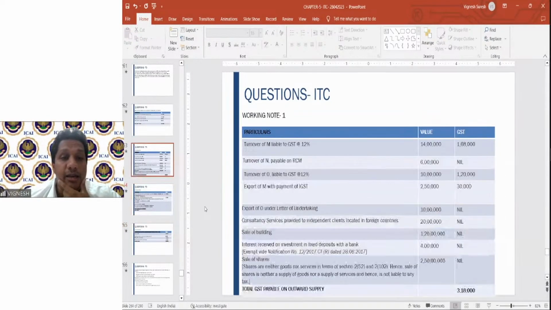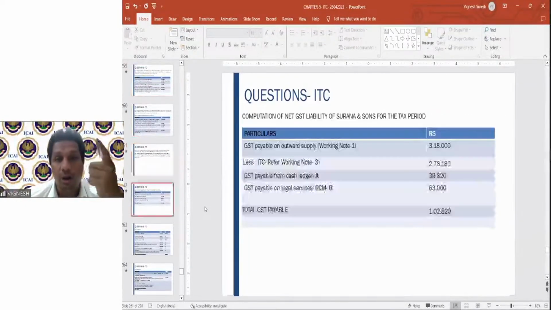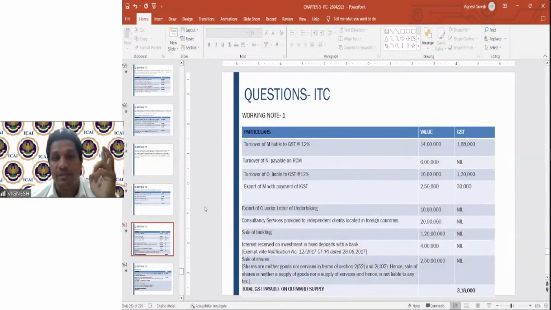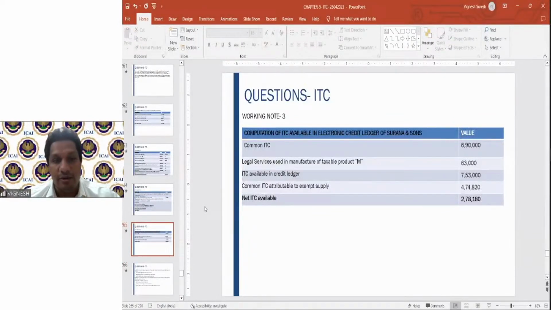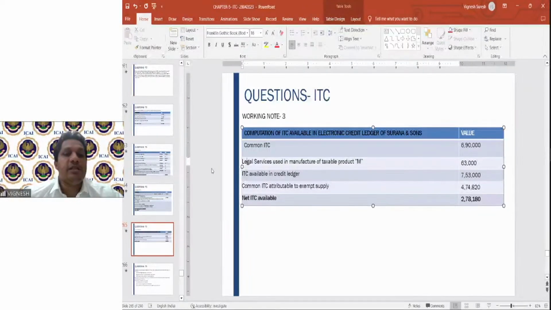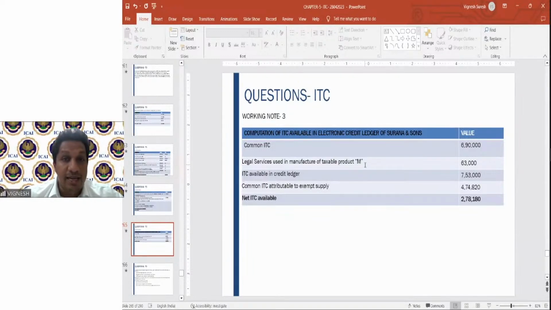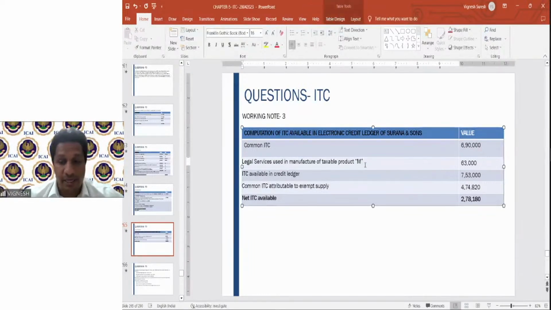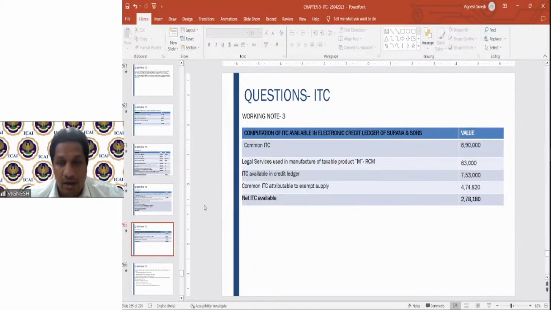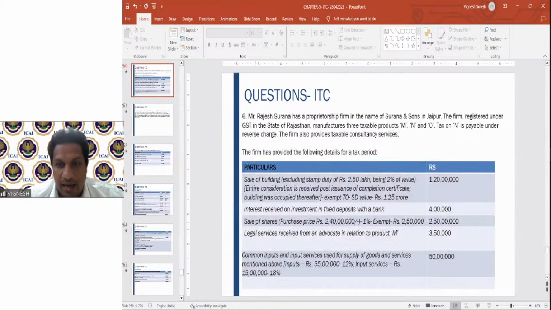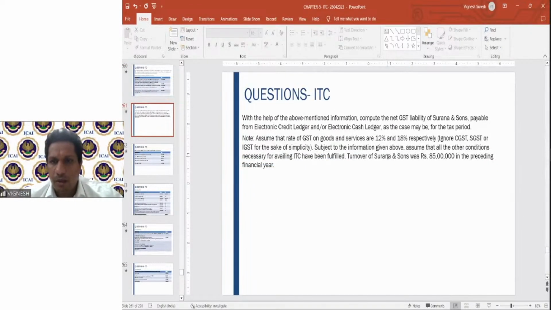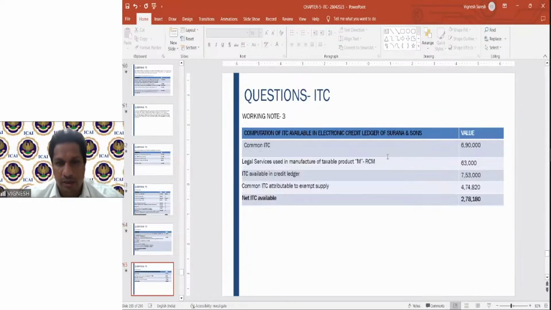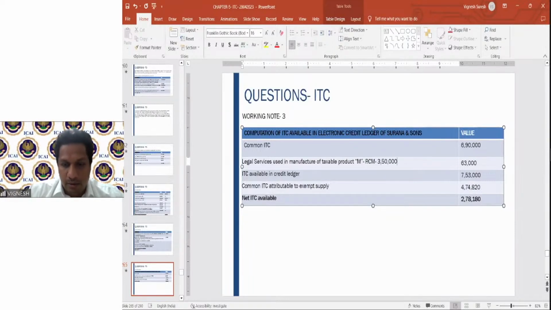So how do you work out the credit here? We have first worked out the gross output tax liability, and you worked out the common credit attributable to exempt supply. Now you have to work out the credit which is available in the electronic credit ledger. So you know 6,90,000 is the common credit. Then legal services used in manufacture of taxable product M. Legal services you are supposed to pay under the reverse charge mechanism, but you can claim the credit also because it is in relation to the taxable product, he says clearly in the question. So on this, 63,000 you will have to calculate. How did you get 63,000? Go to the question: 3,50,000 on services into 18%. This is how you got the RCM credit, 63,000.